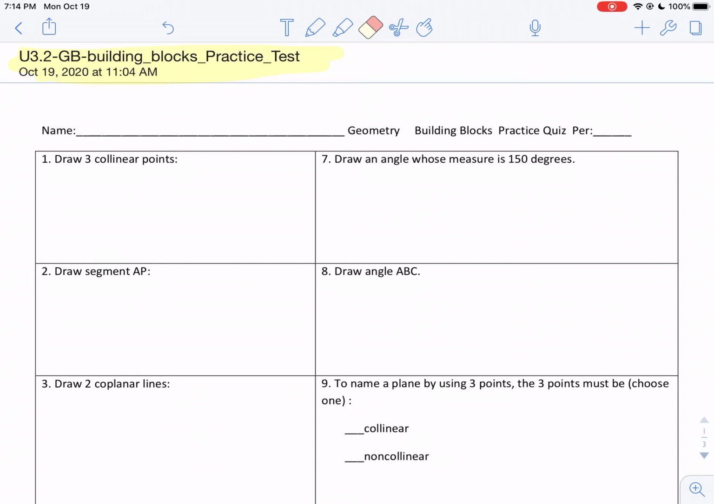Alrighty class, I am going to do 3.2, the geometry building blocks practice test with you. We did that during Google Meets today, but we only had a handful of people showing up, so I'm hoping that those of you who didn't show up are going to watch this video, and that's going to help you with your actual test.